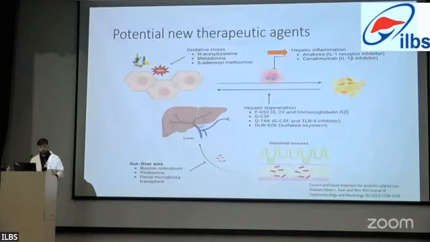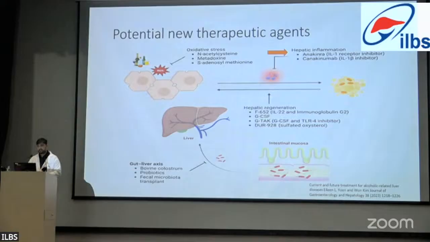In view of these, various new therapeutic agents have come into effect that target oxidative stress, hepatic inflammation, hepatic regeneration, and the gut-liver axis. Various studies are ongoing and have already been done in our institute, like targeting the gut-liver axis, fecal microbiota transplant studies. For hepatic regeneration, G-CSF therapy has already been done.